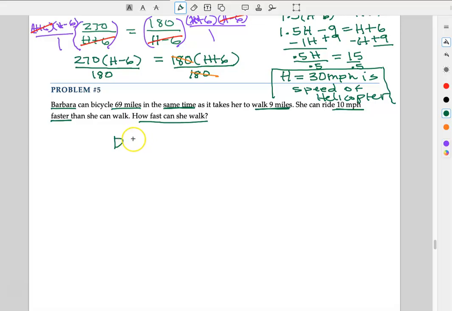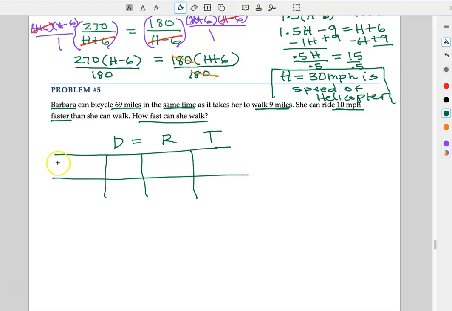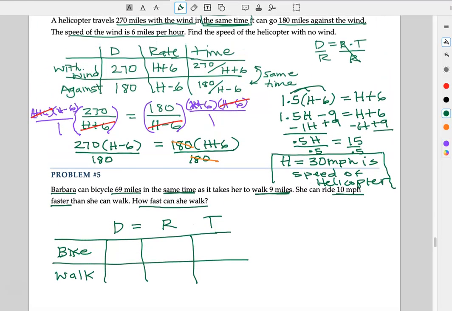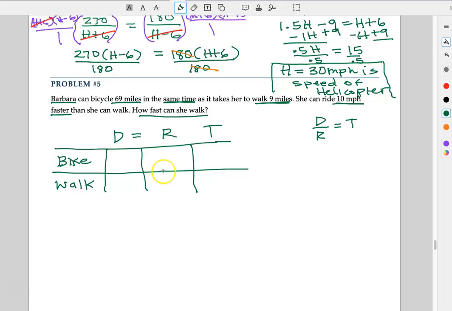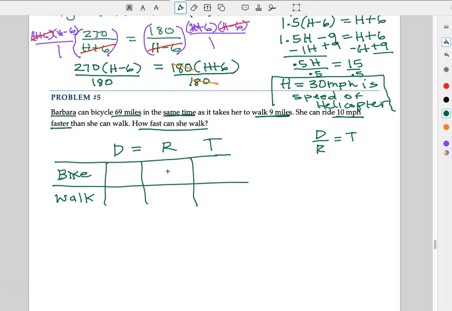But let's set this up again. So distance equals rate times time. And so we're going to have our bike, and then walking. Let's see what we can fill in here. We know this is going to be in the same amount of time, so just like we did up here, we had to solve for time, so we're still dealing with distance divided by rate as our time. So we should be able to put stuff in our distances and our rates.